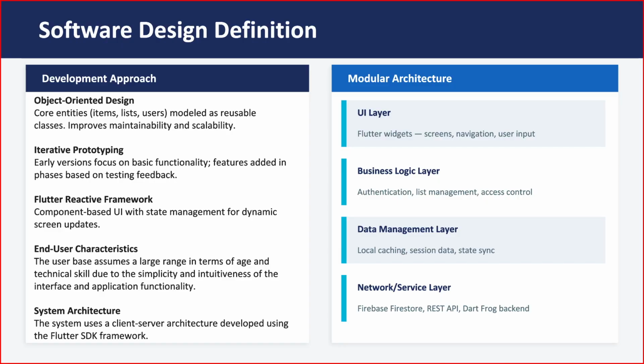Now, based on the requirements, we developed a software design definition. We use an object-oriented design where all core entities or modules, like the grocery list or item catalog, were encapsulated as classes. Then they were iteratively prototyped and integrated into the development environment one by one based on functionality. We use a Flutter reactive framework with a client-server architecture to support the real-time updates and connection to the database. Finally, in terms of end-user characteristics, we assumed a wide range of skill due to the simplicity of the application.